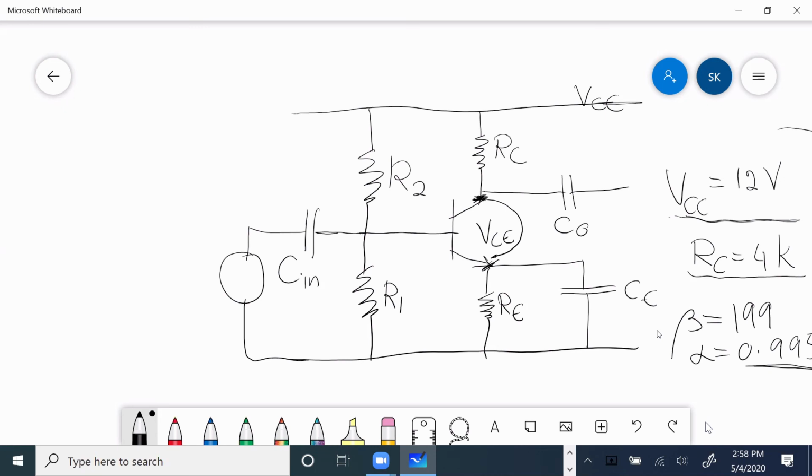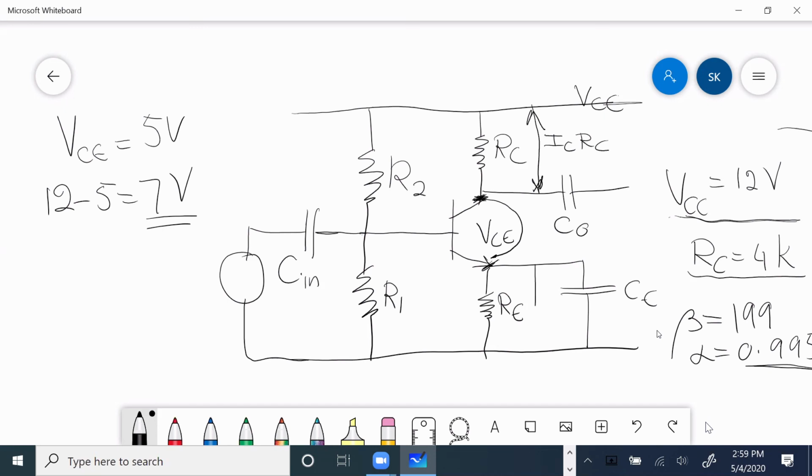I am going to call VCE for now 5 volt. I don't want to make it exactly 6 volt, so you don't learn that it has to be exact. But for 5 volt across VCE, I'm pretty safe. It's somewhere in between. So if that is 5 volt, then the remaining 12 minus 5, which is 7 volts, is going to be that voltage, which is IC RC.